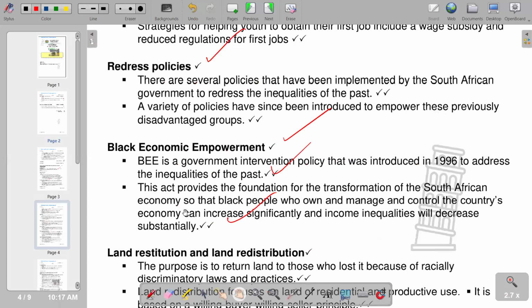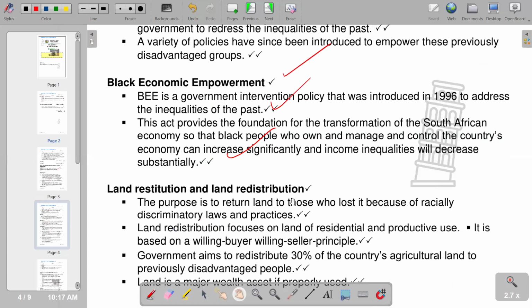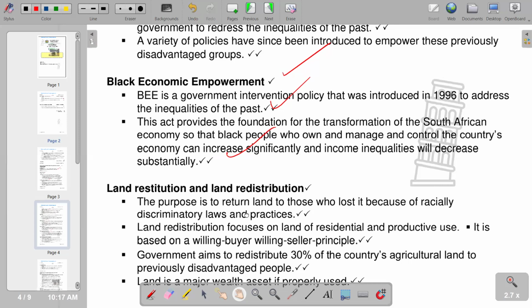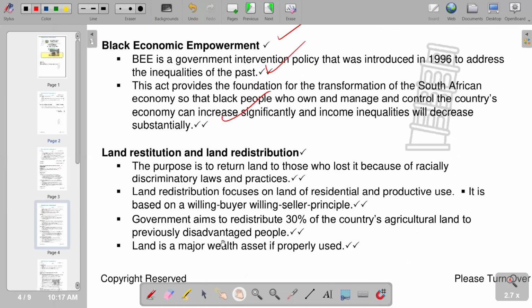And we also have land restitution and land redistribution. The purpose is to return land to those who lost it because of racially discriminatory laws and practices, so it's also a method of redistribution of income. Land redistribution focuses on land for residential and productive use. It is based on a willing buyer, willing seller principle. So these are the explanations on land restitution and land redistribution.